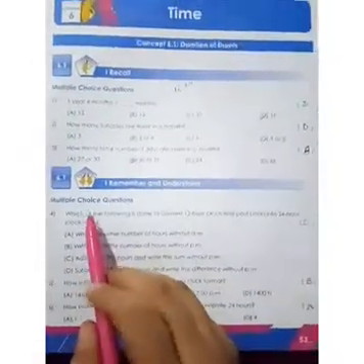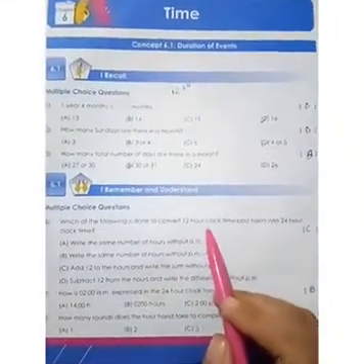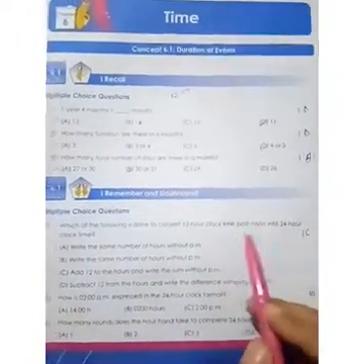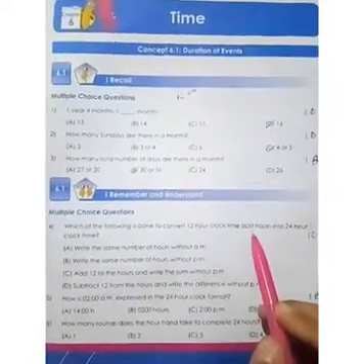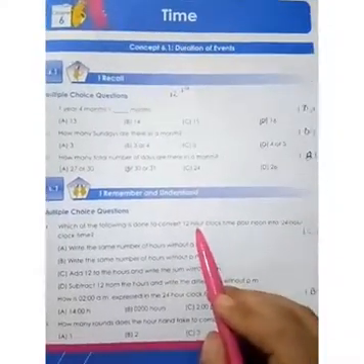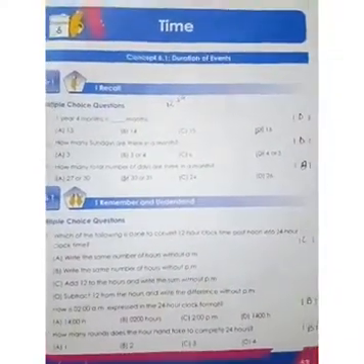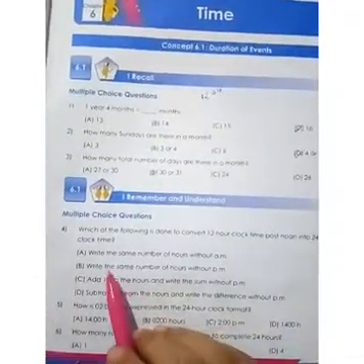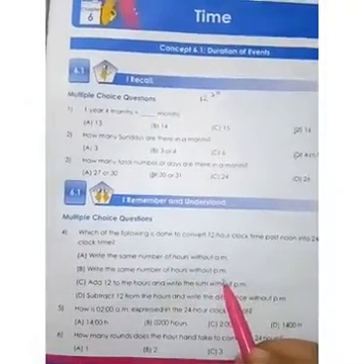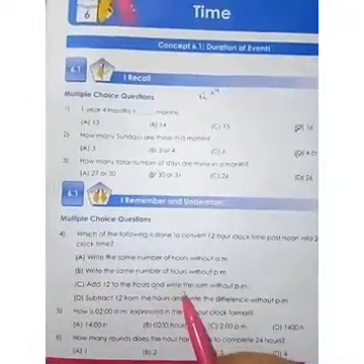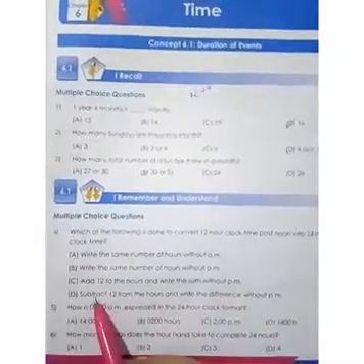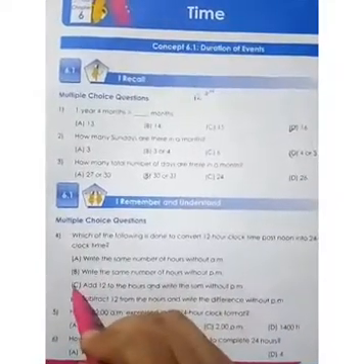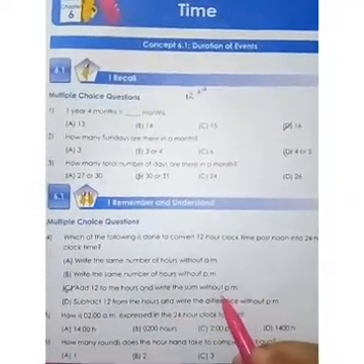Question number 4. Which of the following is done to convert 12-hour clock format post noon into 24-hour clock format? Post noon means after 12 in the midday, from the 12-hour format to 24-hour format. So what is given here? Write the same number of hours without AM. No. Write the same number of hours without PM. No. Add 12 to the hours and write the sum without PM. Or subtract 12 from the hours and write the difference without PM. No. So what we do, we add 12 to the hours and write the sum without PM.